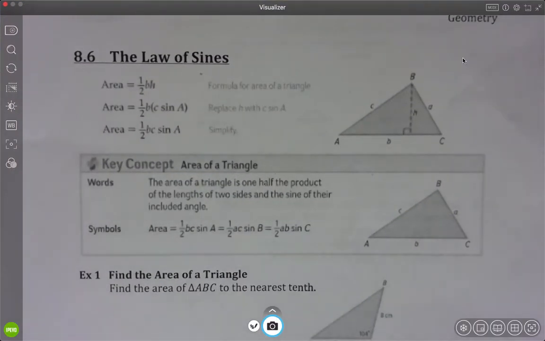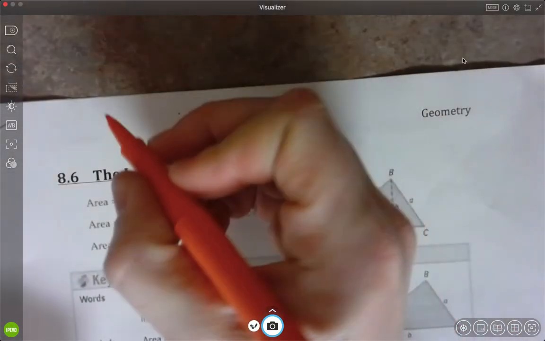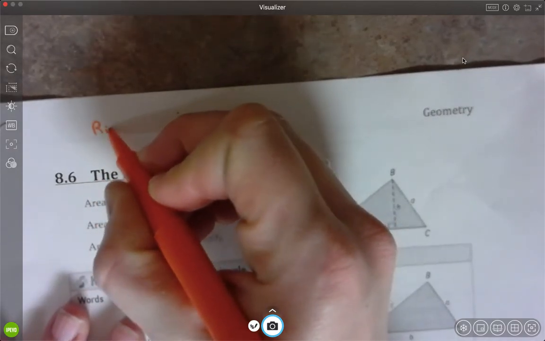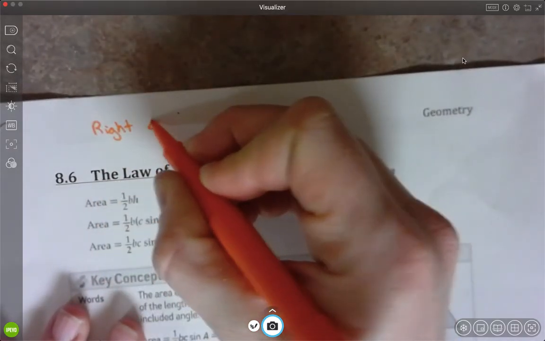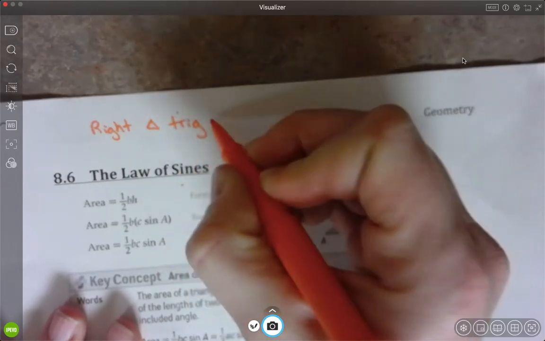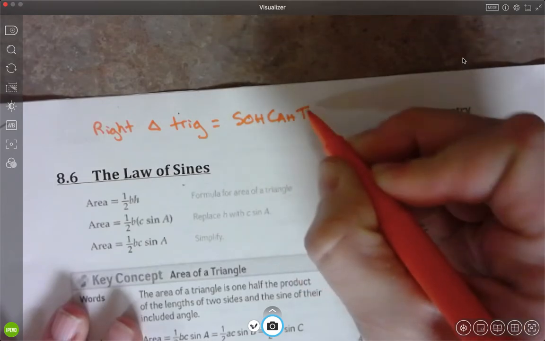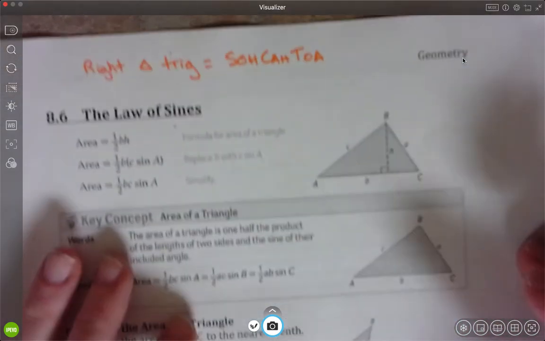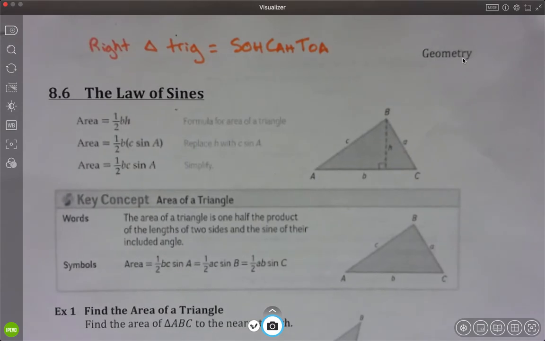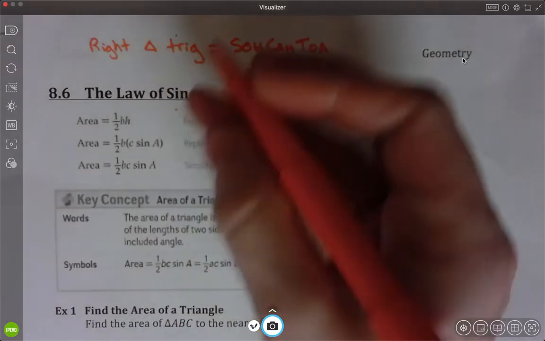Okay, geometry class, we're moving right along to section 8.6. In the last couple sections, we've been dealing with right triangle trig, and that involved SOHCAHTOA. SOHCAHTOA was kind of the default, what you used, sine, cosine, and tangent, when you have a right triangle. But now we're getting into when you don't have a right triangle.